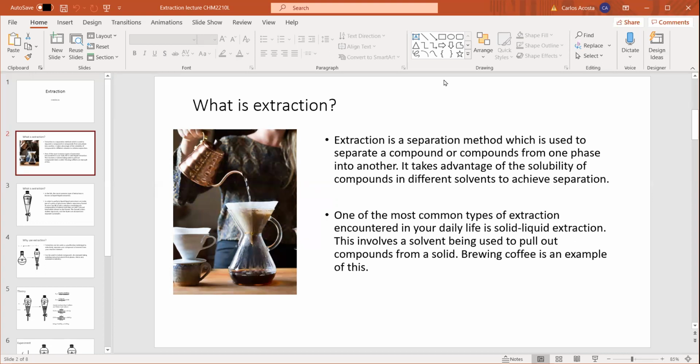This is a solid-liquid extraction. And this is what you actually do when you brew coffee. So you have the solid coffee grounds, right? And you pour the solvent over the coffee grounds, which is the hot water, and you're extracting out the compounds that are responsible for the flavor, for the smell of the coffee, and you're leaving behind the solid coffee grounds. So that's an example of extraction in real life.